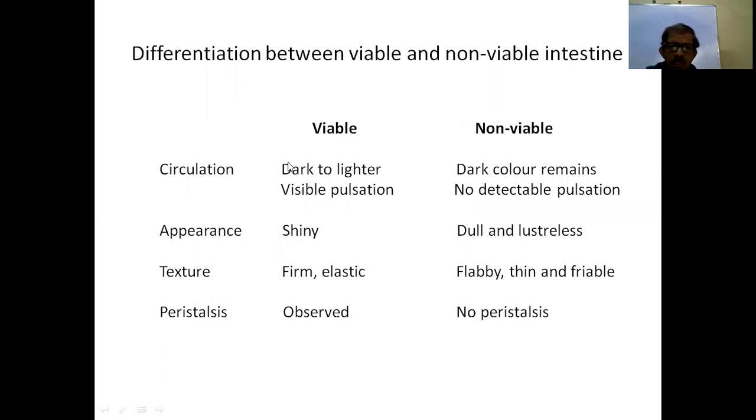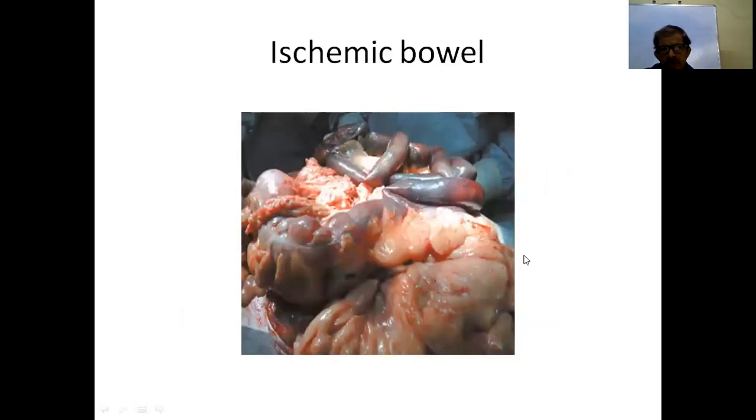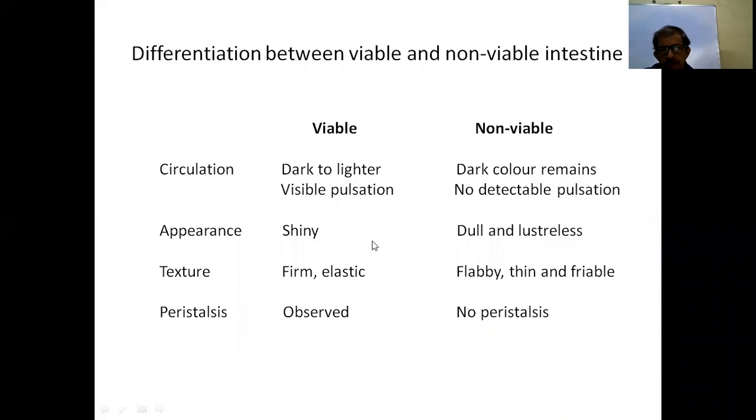So viable intestine, as far as the circulation is concerned, will regain the color back to lighter colors, whereas in non-viable it will remain. I already told you about pulsations, no pulsations in non-viable bowel. Similarly, appearance, it is shiny bowel, whereas here it is dull and lustreless. Then texture is firm and elastic, whereas here it is flabby, thin and friable, as I have shown in the example. See this here particularly, it is so flabby and friable. Then peristalsis will be observed in viable bowel, but not in non-viable bowel.